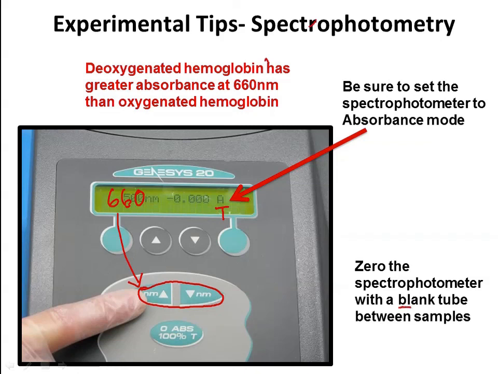It's also important for you to zero the spectrophotometer between measuring each sample. And to do this, you'll use what we call a blank tube that contains a buffer or distilled water. So you'll insert the blank tube into the spectrophotometer, and then you'll press this button here, and that will set the blank to 0 absorbance. And remember, you must zero the readout with a blank tube between each and every sample you measure. So you'll be doing a lot of that in the lab this week.